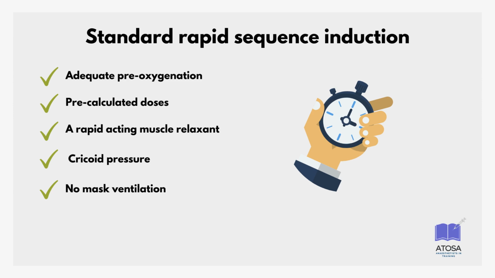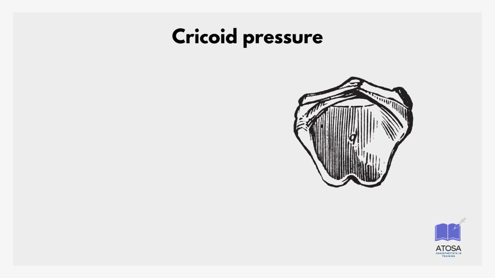So, how are we modifying our rapid sequence induction? Well, firstly, we will adequately pre-oxygenate and plan for apneic oxygenation as discussed above. The use of cricoid pressure is still widely advocated in the rapid sequence induction by the Difficult Airway Society guidelines, but there is now the caveat to have a low threshold to abandon it if you feel it is hindering you.